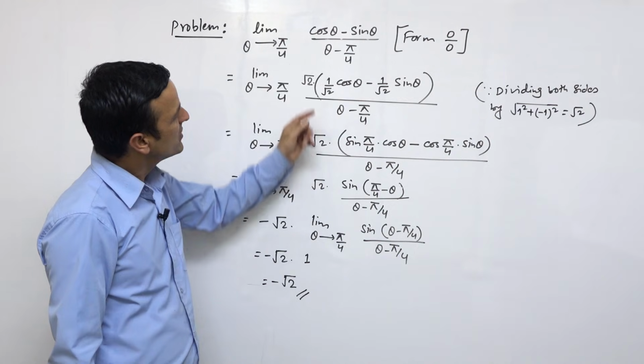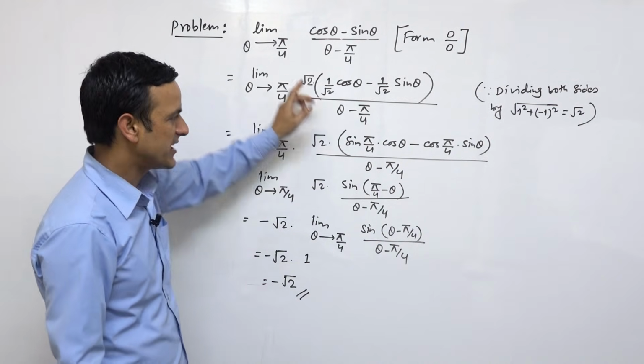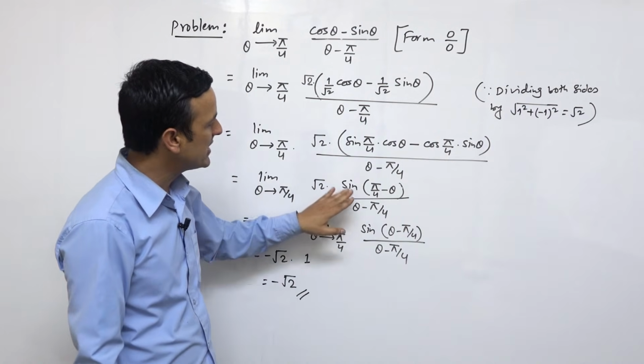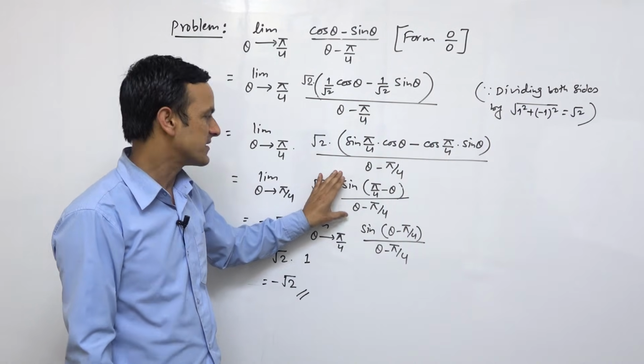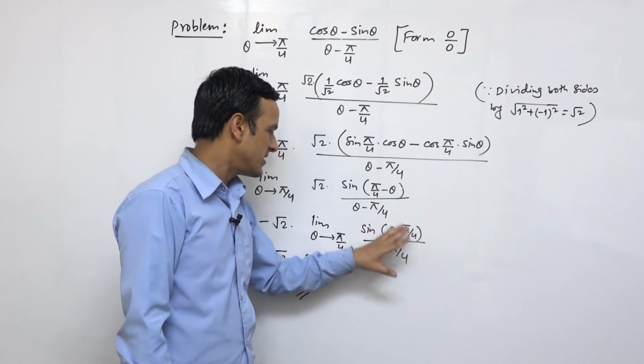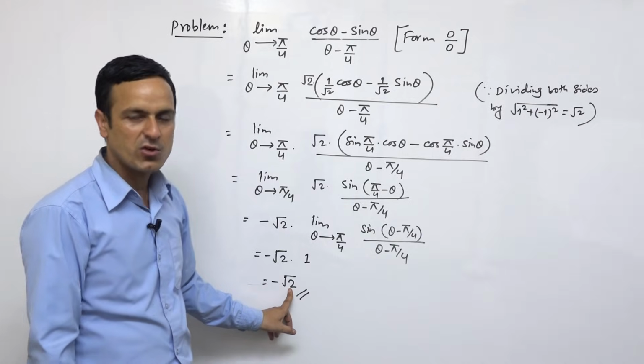So this is the final answer of this expression when theta tends to pi by 4. In this way we can divide by the same number and multiply by the same number, then it goes to sin a cos b minus cos a sin b, and finally we set this function in sin theta by theta and it will be 1 by using the property. So this is the required solution.